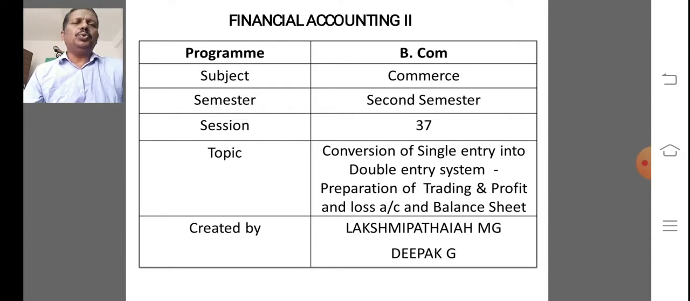Under step 2, preparation of final accounts under double entry system. After completion of step number 1, then we prepare trading and profit and loss account and balance sheet.